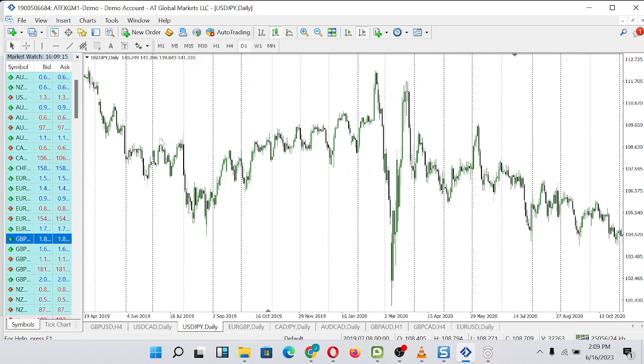Now look at this. Raided the high, right? Engulfed and broke structure. Raided the high. Took out liquidity. Engulfed the last green candle. Broke structure. Okay.